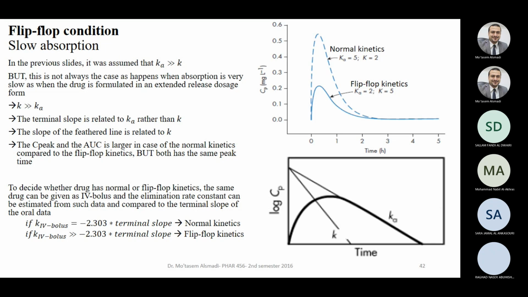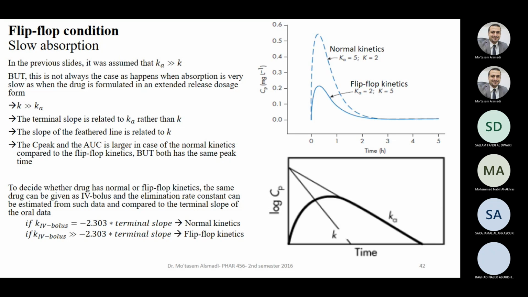The first thing that we need to talk about is the slopes. The slower process is the Ka. So the terminal slope gives you the Ka, and from the residual line you can get the K, using the method of residuals that we have seen before. Assume that we have two drugs. One has an absorption rate constant Ka equal to 5 and an elimination rate constant K equal to 2, and the other drug has exactly the opposite values: a Ka equal to 2 and a K equal to 5.